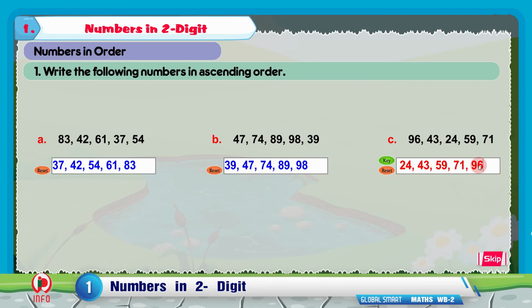24 to 96, smaller number to greater number. Smaller number to greater number is the ascending order. So this is about ascending order. Writing the numbers in smaller to greater number order is ascending order.